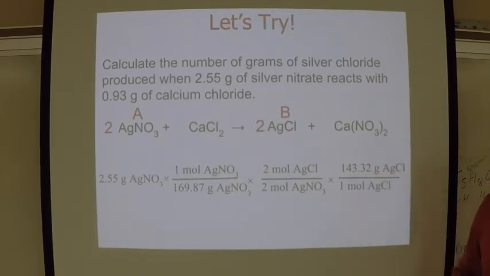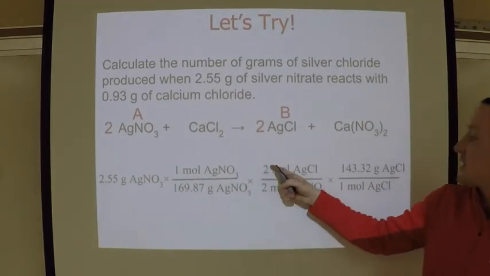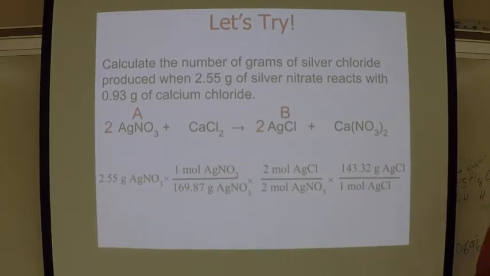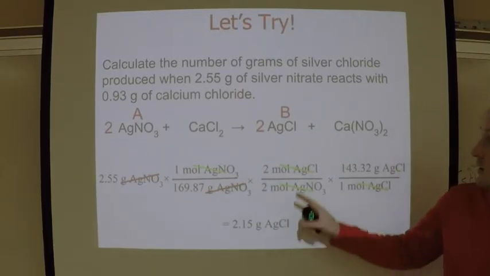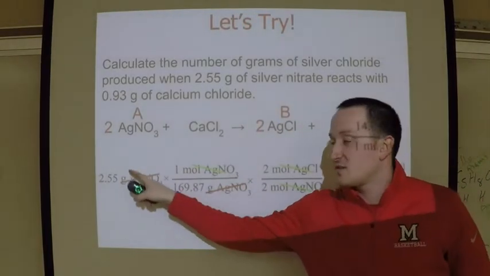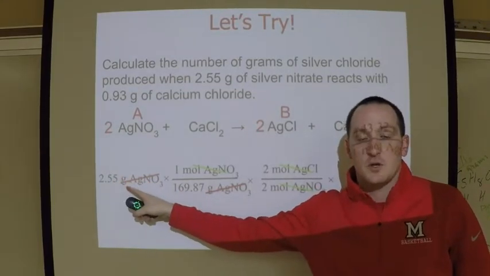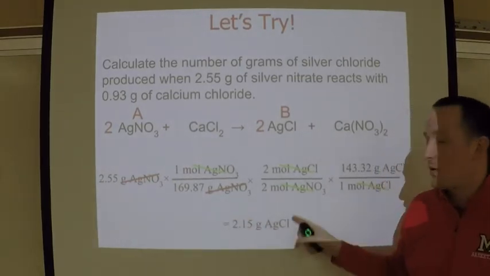So I would do 2.55 divided by 169.87 times 2 divided by 2 times 143.32, and that gives me 2.15 grams of silver chloride. Here's what that means. That means using this limiting reactant, this is the one that's going to limit the reaction, it's the one that's going to run out first, which means the amount of silver chloride that I should actually get is 2.15 grams.